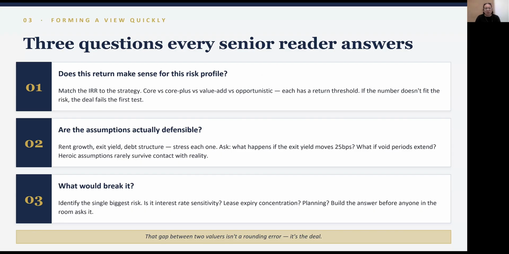Three questions every senior reader answers. Does this return make sense for the risk profile? This is very important, because if this doesn't make sense, if the building is too expensive for you, the returns are not there, it doesn't fit your requirements, then you're just going to say, okay, this is not for me, and then you close it, and then next investment. So you need to have an idea of what your strategy is.